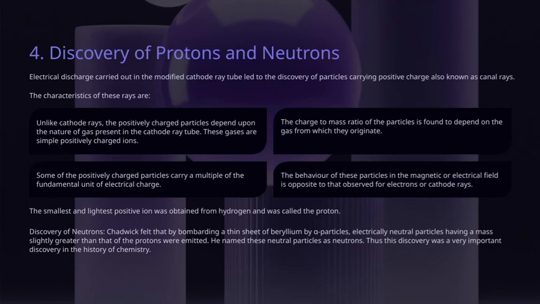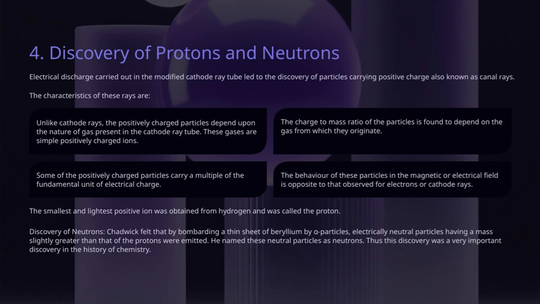The behavior of these particles in magnetic or electrical fields is opposite to that observed for electrons or cathode rays. This means that they are attracted or repelled in the opposite direction, which indicates they carry a positive charge. Interestingly, the charge-to-mass ratio of these particles depends on the gas from which they originate, highlighting that their properties can vary based on their source.